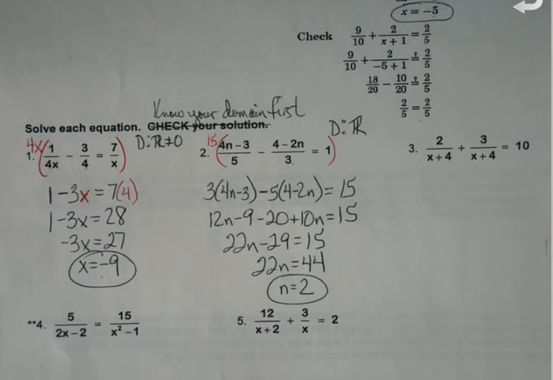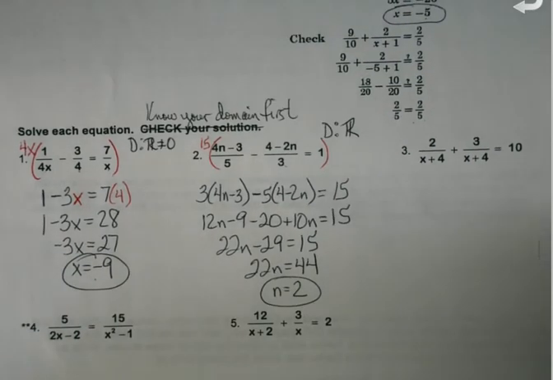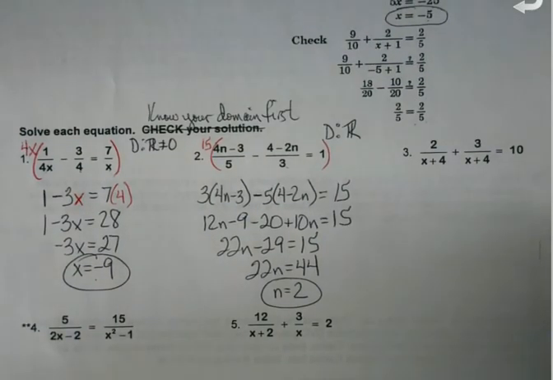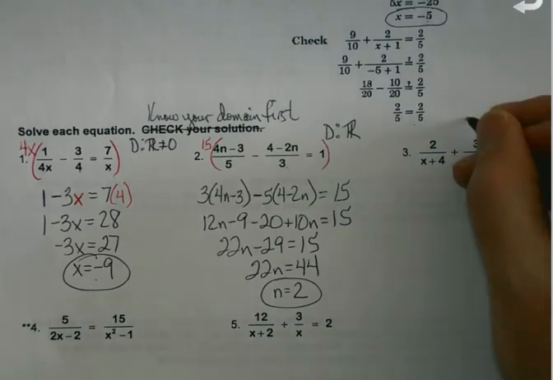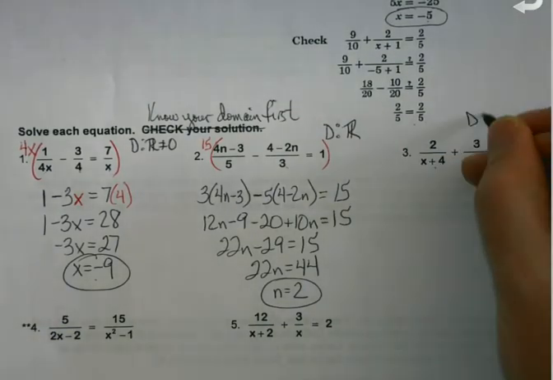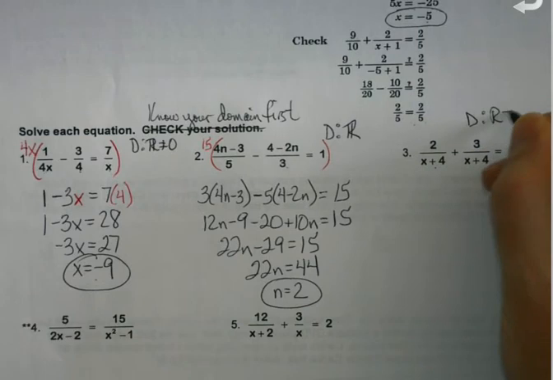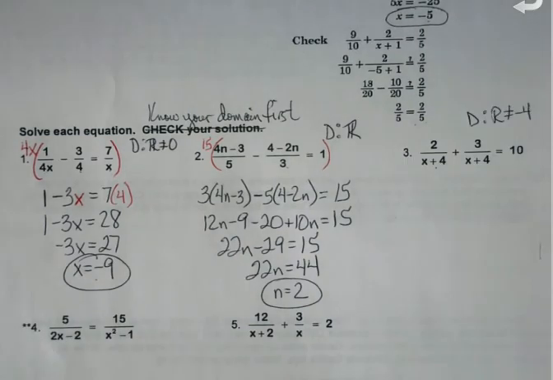All right. Let's see here. I won't start getting more challenging quite yet. Let's do 3. We'll bounce around a little bit here in a moment. Restrictions? Negative 4. Because if I set that equal to 0, that'd be my cause of 0.